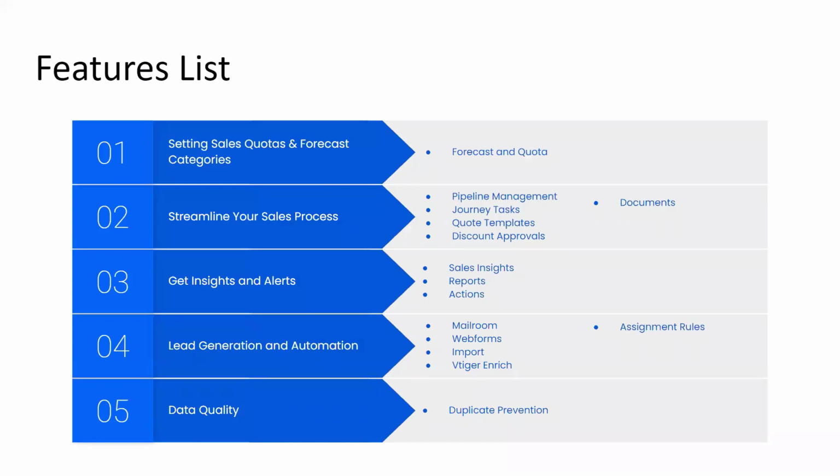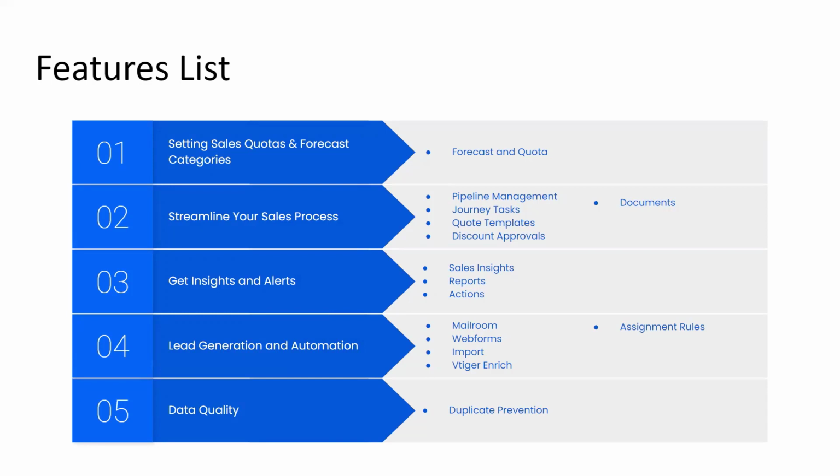This next one is the full features list of what I'll be covering today in this webinar. The first one, setting sales quotas and forecast categories. We'll simply be covering the feature forecast and quota. The second one, streamlining your sales process. I'll be covering 5 features: pipeline management, journey tasks, quote templates, discount approvals, and documents.